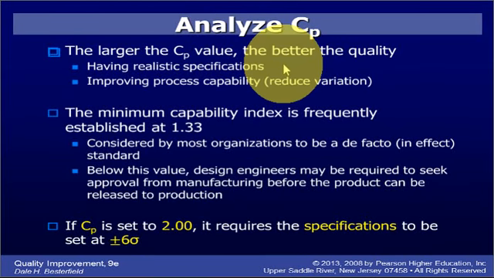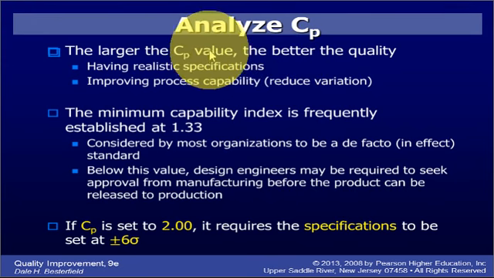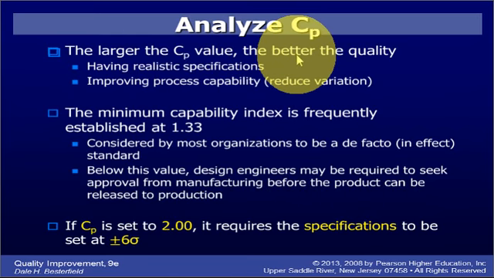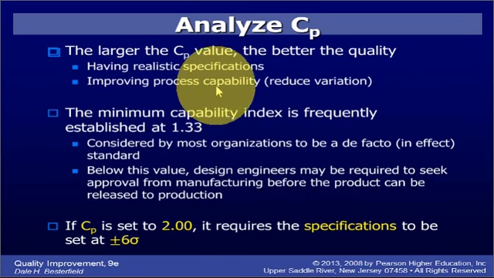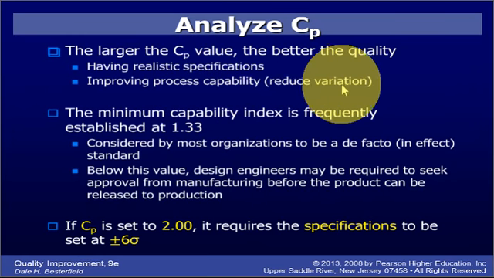So from our example and from the analysis according to the 3 cases, we can tell that the larger the Cp value, the better the quality. So how can we get this larger Cp value? When the design engineer is going to set up the specifications, he or she should consider the process capability and therefore set up realistic specifications. On the other side, we should continuously improve the process capability. So when we reduce the variation, when we reduce that sigma 0, then we can get a larger Cp value.